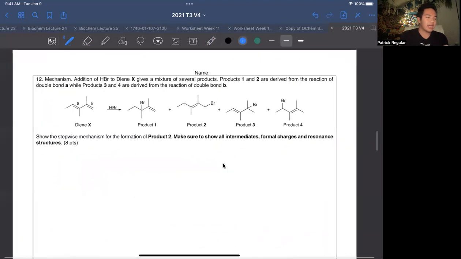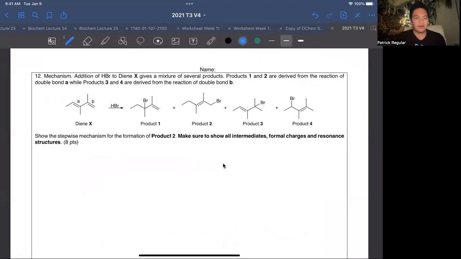Now let's look at the meat of the content that I kind of want to get to. We're looking at 4 different products. This is going to be a page on your test. This is what the mechanism page will look like. It's going to be worth a good amount of points.